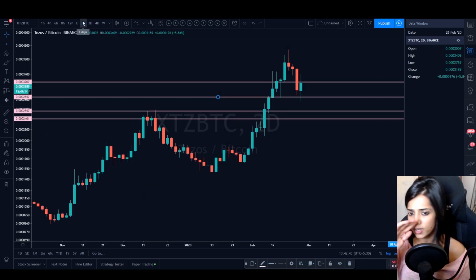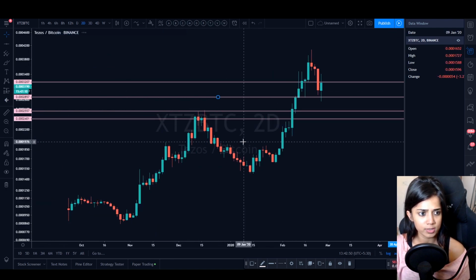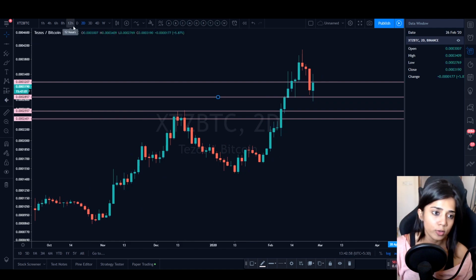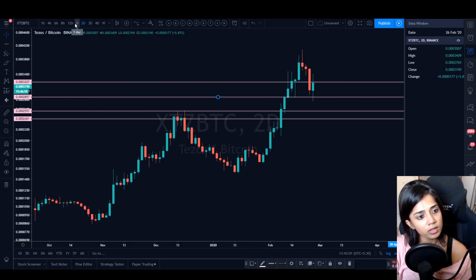How about the 2-day? Price is pretty much oscillating in that range as well, as you can see. Look at how it's reacted. Okay, so now that we have those SNR lines drawn out on the high time frames, let's go on to the 12-hour.